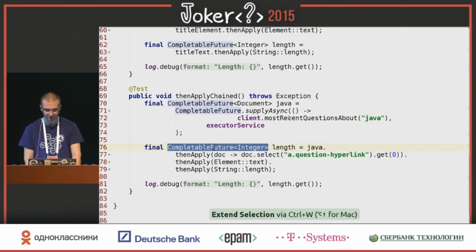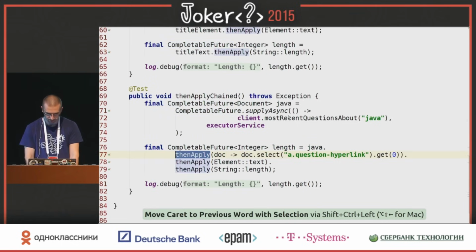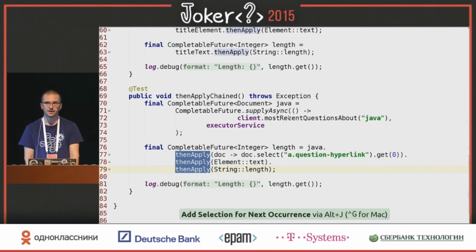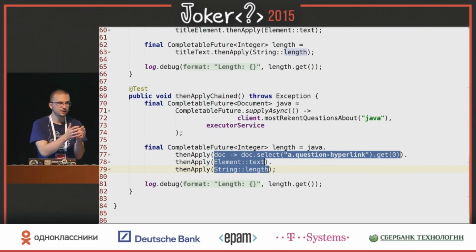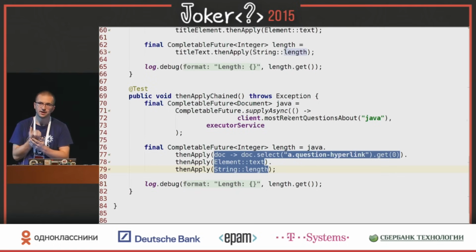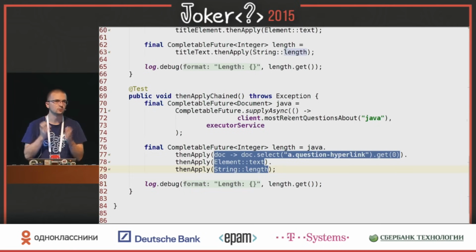And what we get in return is a future of type integer. So if you forget about these, it actually looks as if you were calling normal Java methods. You're just having an object, and you're applying one function, a second function, a third function, and so on and so forth, on a simple Java value, even though this Java value is not yet here. It will be in the future.